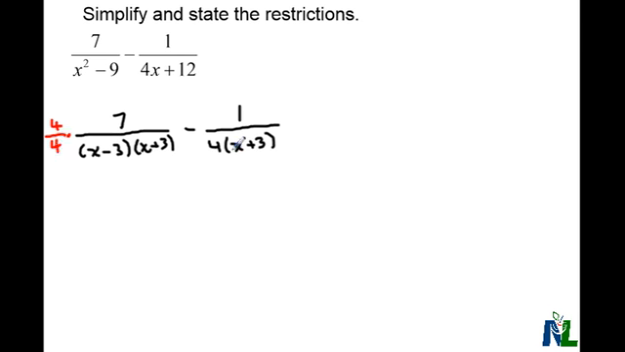And if I look at my second expression, I have a 4 and x plus 3, but I don't have x minus 3. So I'm going to want to multiply the top and bottom of this expression by x minus 3.